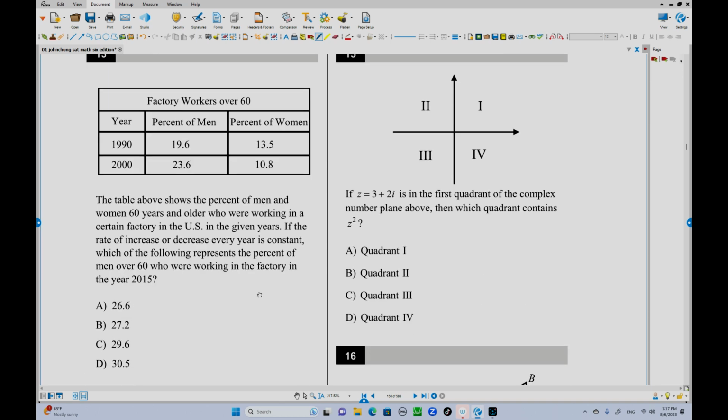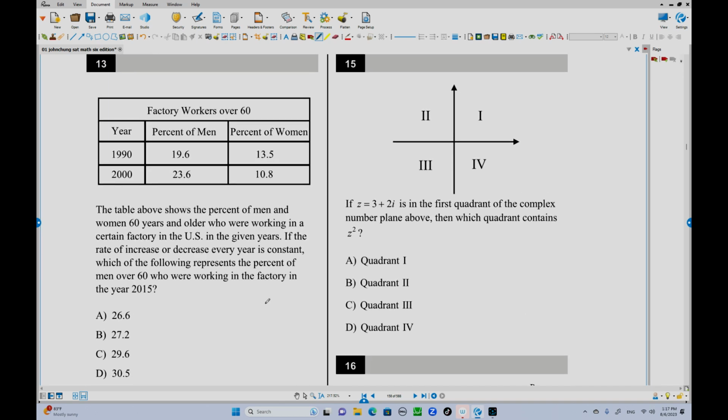All right, now moving on to number 13. The table shows the percent of men and women who were working in a certain factory in the US. We have two different years, 1990 and 2000. That is 19.6% in the factory, all older men. We have 2015, this is the constraint over here.